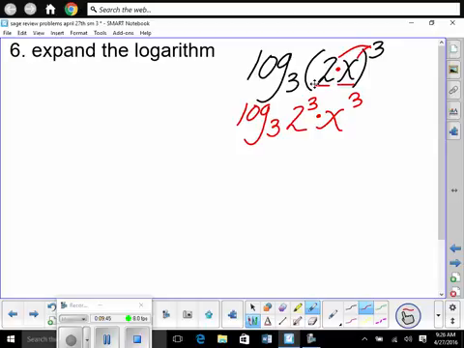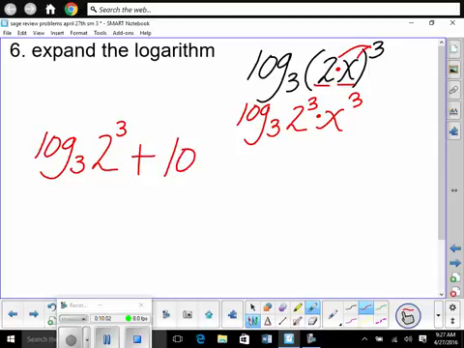So now we can split this apart, rewriting it as 2 different logs because of the addition sign that should be right here. So we have log to the base 3 of 2 to the 3rd plus, because if you multiply, you should be adding when splitting apart, log to the base 3 of x to the third. Is everybody good with that so far?